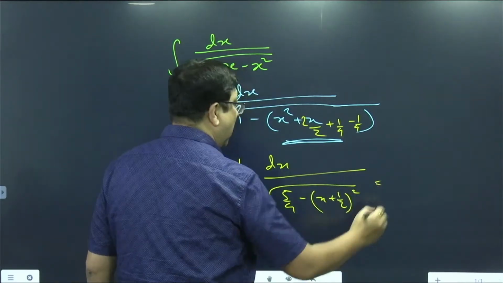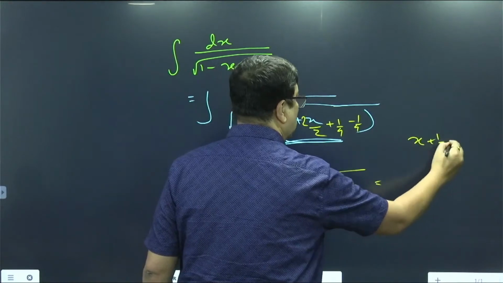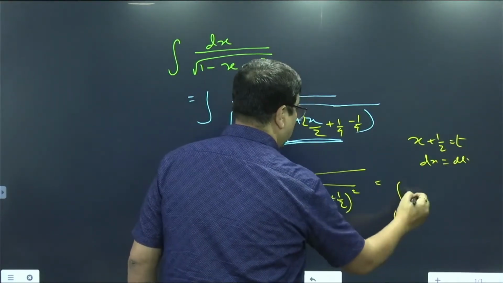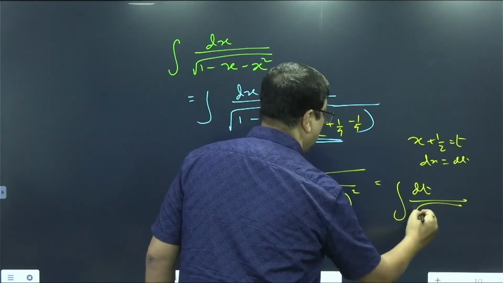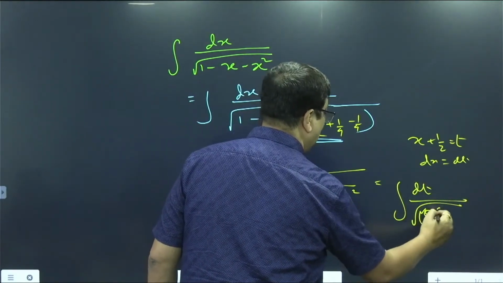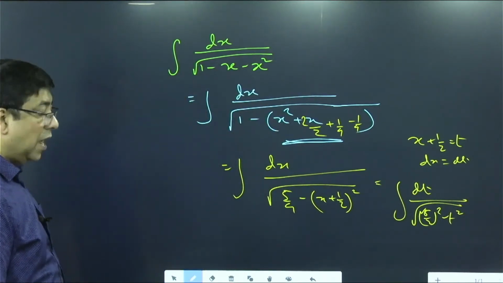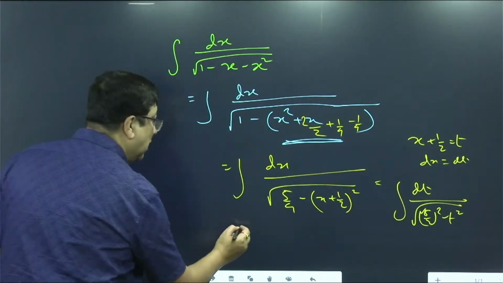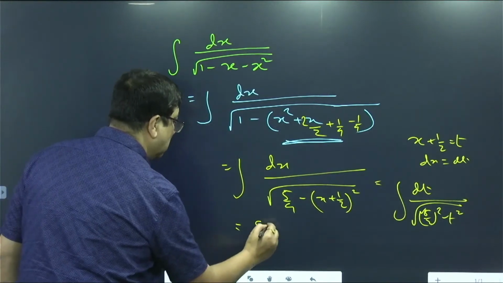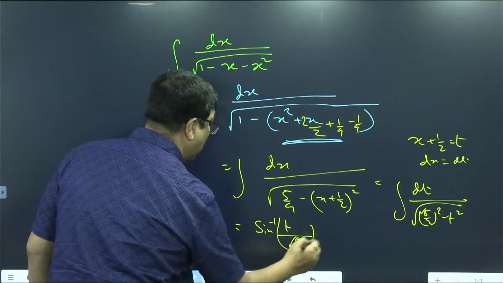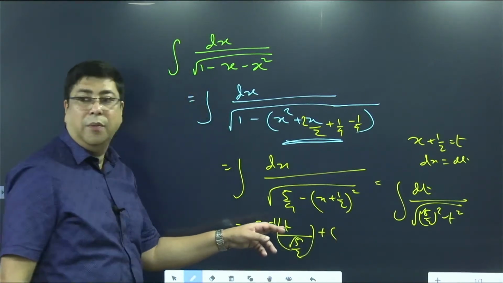So this becomes 5 by 4 minus x plus half whole square. Therefore, we can write x plus half as t, so dx equals dt. Therefore, dt by root over of 5 by 2 whole square minus t square. Sin inverse x by a formula. So the final answer is sin inverse t by root over of 5 by 2. Finally, you have to put the value of t.